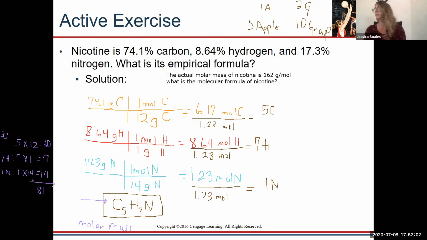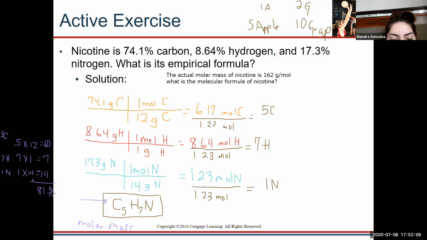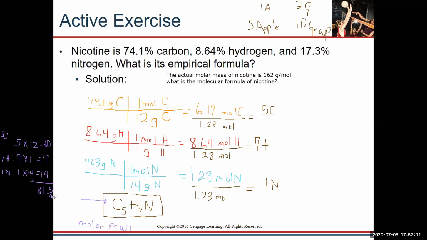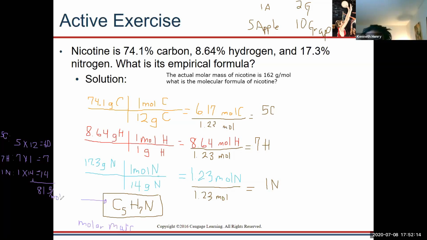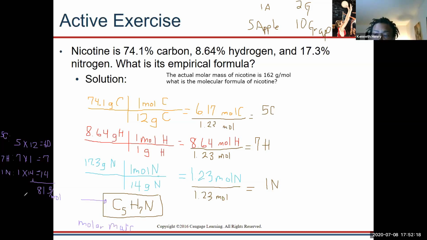Units? Oh yeah, AMU? No, it's going to be grams, sorry. It's just going to be grams per mole. Grams per mole. Okay, so this would be the molar mass for the empirical formula, right? So we want the molecular formula for the actual nicotine molecule. So this is the molar mass for it, and this is the molar mass for nicotine, the molecule.